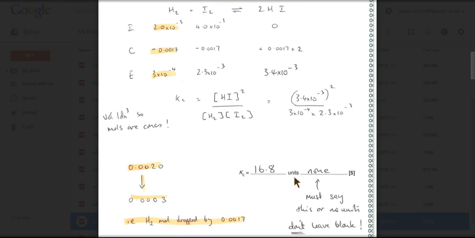And the units, well, there aren't any units, so you can write none or no units. Don't just leave a blank or a dash or something. You need to say to the examiner, I know that there are no units. How did we work that out? We've got moles per decimeter cubed, squared, on the top and moles per decimeter cubed, squared, on the bottom.